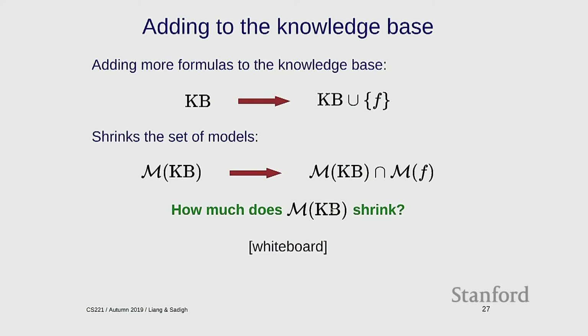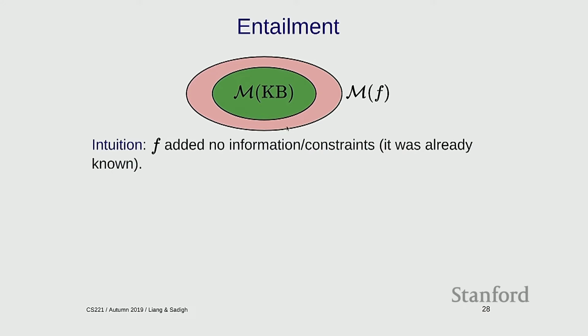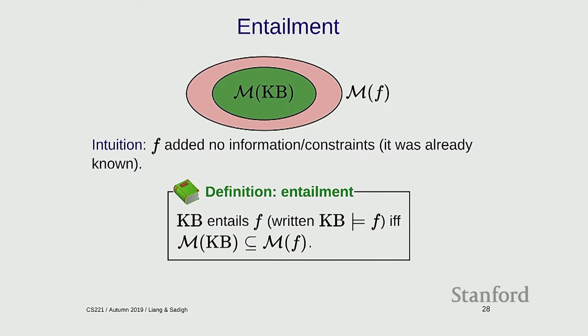Okay, so there's a bunch of different cases to contemplate. The first case is entailment. Suppose this is your knowledge base so far, and then someone tells you the formula that corresponds to this set here. In this case, intuitively, F doesn't add any information or new constraints that weren't known before. In particular, if you take the intersection of these two, you end up with exactly the same set of models you had before. So you didn't learn anything. And this is called entailment.